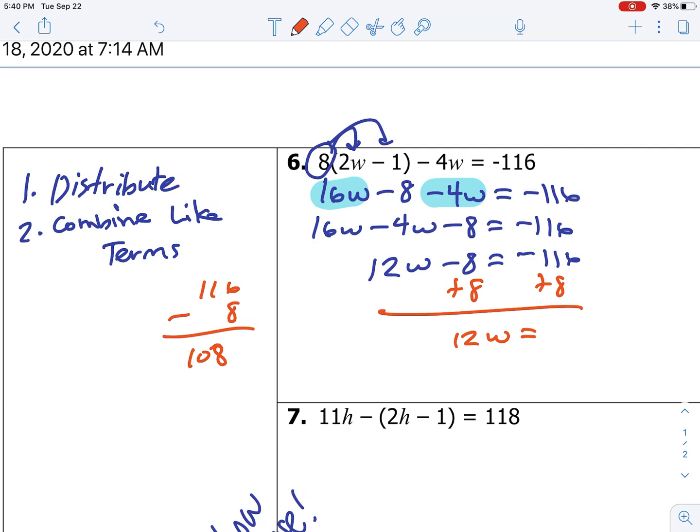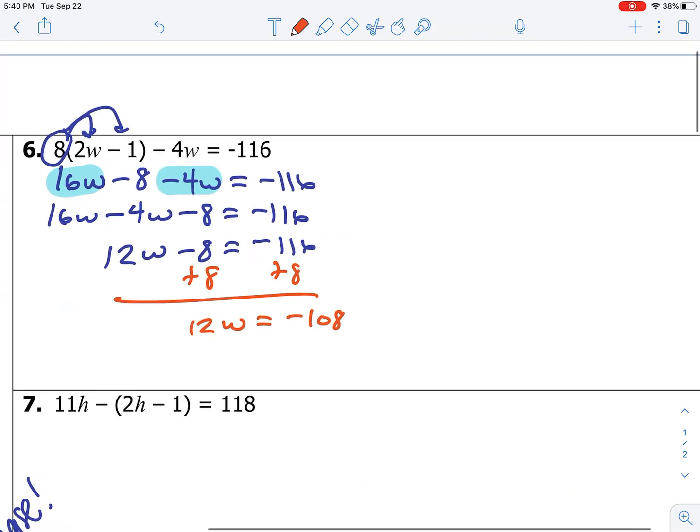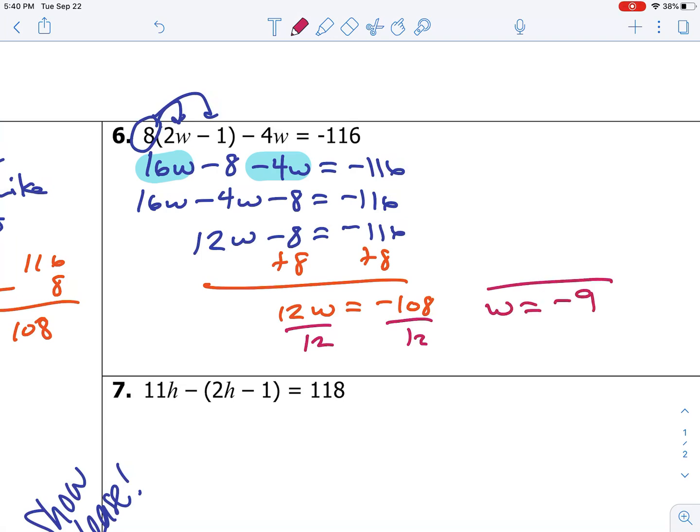116 minus 8 is 108. What kind of 108? Negative 108, because 116 is the bigger number and it has the negative sign. From here, we need to divide by 12. And so w equals negative 9. Why is it negative? Because a negative divided by a positive is negative.